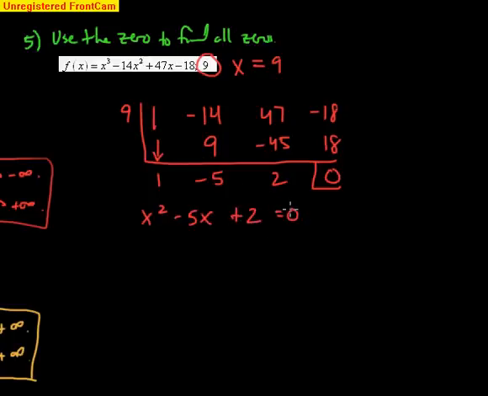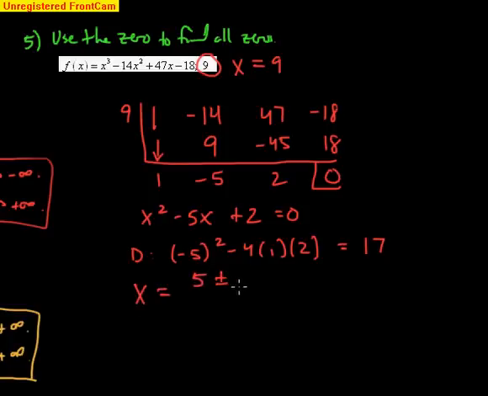I still need to find the zeros that go with this, so I'm going to find the discriminant to see if it factors or not. So b squared minus 4 times a times c. And I get 25 minus 8, 17. 17 is not a perfect square, so it does not factor, so I must use the quadratic formula. x equals the opposite of b plus or minus the square root of your discriminant all over 2a. And I would like decimal answers.